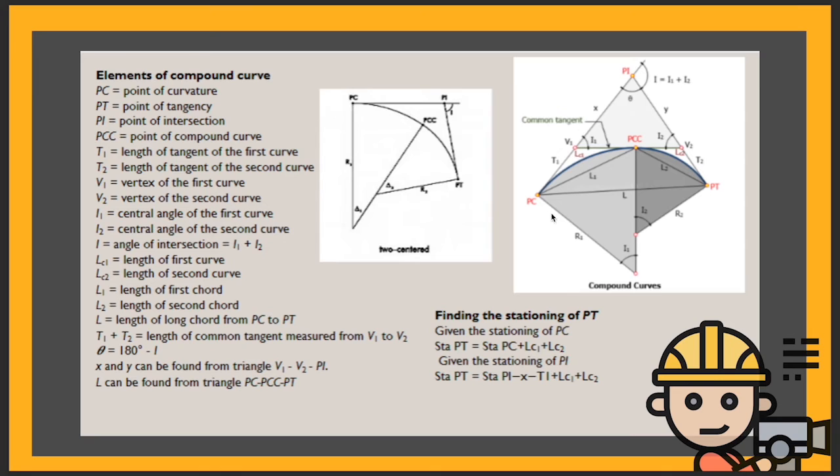The PC, point of curvature, is located here. The point of tangency, the point of intersection, and the point of compound curve. The T1 and T2, length of tangent of the first and second curve, is located here. The vertex of the first curve and second curve is located here, above the length of tangent, and the I for the central angle of the first curve and second curve is located here beside the vertex.